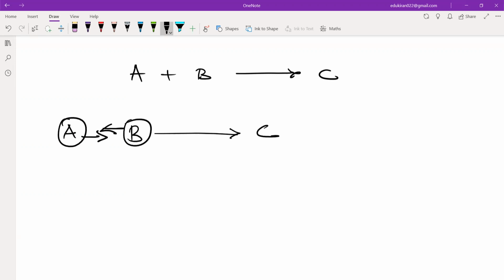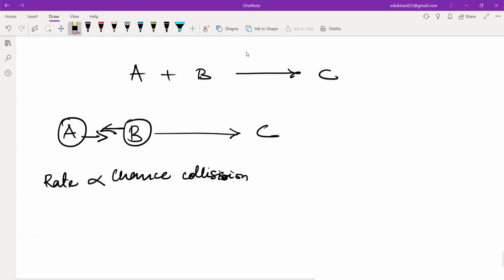A and B should come in contact, na? Yes, sir. Yes, then only. Okay, thank you. So I can say if I want to have a fast reaction, I can say that rate of reaction will be directly proportional to the chance of collision. If there is more collision, chance of collision, yes or no? Agreed? Yes or no, guys?